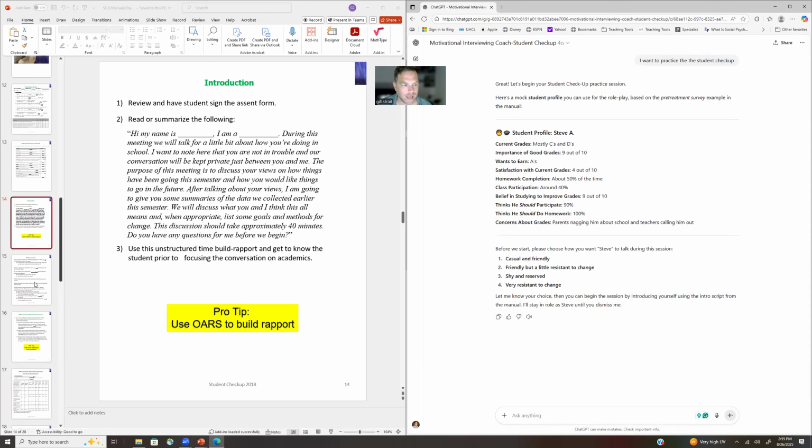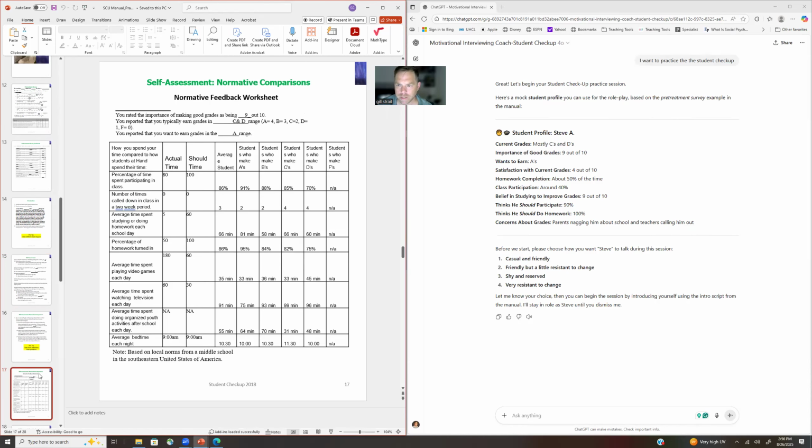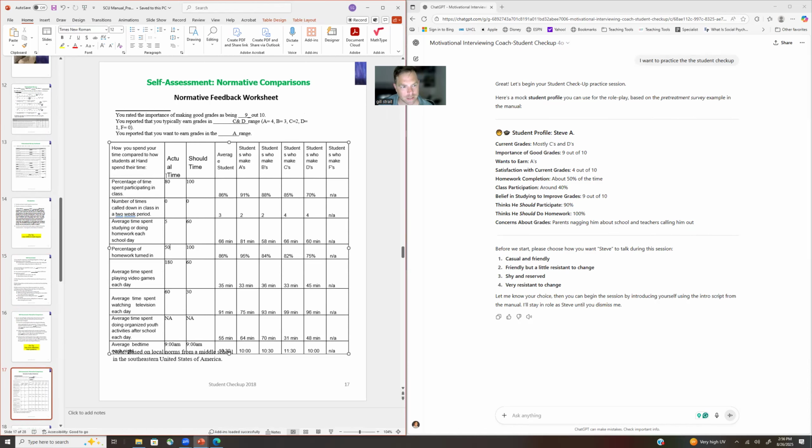So if I had some of this data beforehand, because I gave the pre-treatment survey before I would even start the interview with the kid, I would come here and say it looks like current grades are mostly C's and D's. They rated importance a 9 out of 10. Oh, good. That's consistent with this. Satisfaction was a 4 out of 10. Homework completion was 50%, which is actually what we have here in our actual chart, which we would enter this data.